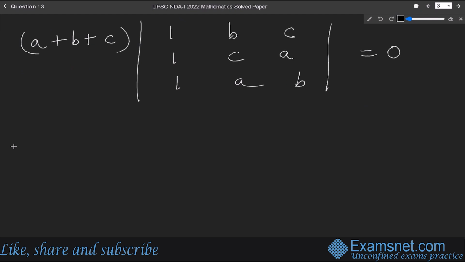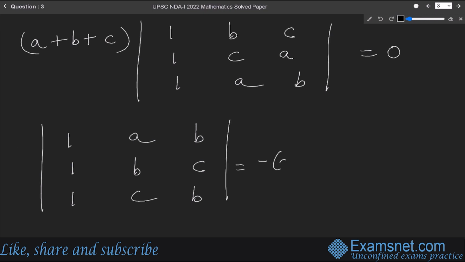Again we have a form which we have to remember, which is 1AB, 1BC, 1CB is equal to minus of A square plus B square plus C square minus AB minus BC minus CA. We saw this form in the previous questions.